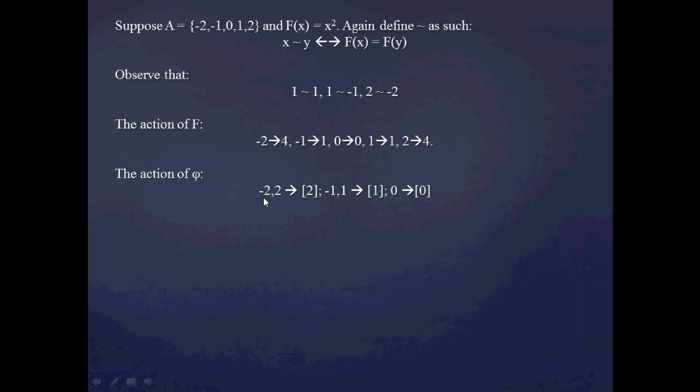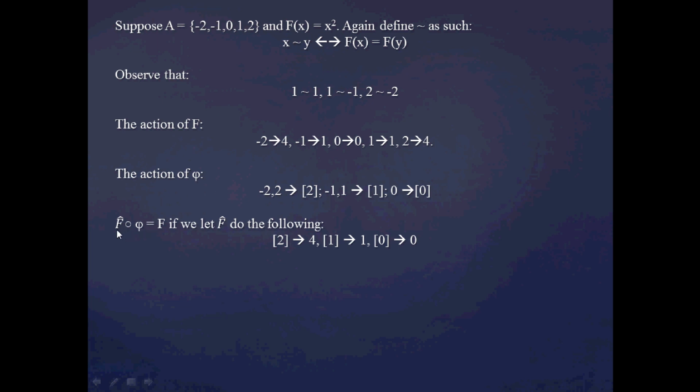So what I'm going to do is send both -2 and 2 to the equivalence class of 2. And remember, these two are equivalent, so they're going to have the same equivalence class. So the equivalence class of 2 and -2 are going to be the same. I'm going to send -1 and 1 both to the equivalence class of 1. And I'm going to send 0 to the equivalence class of 0. So what I've done is I first applied phi.